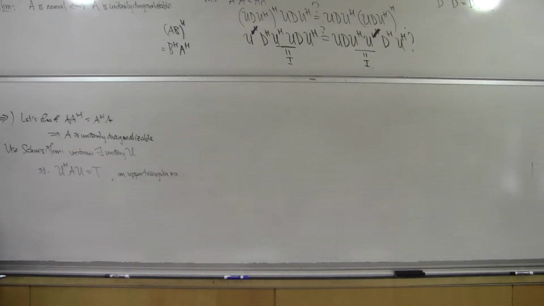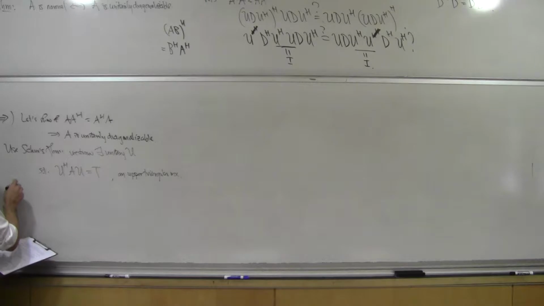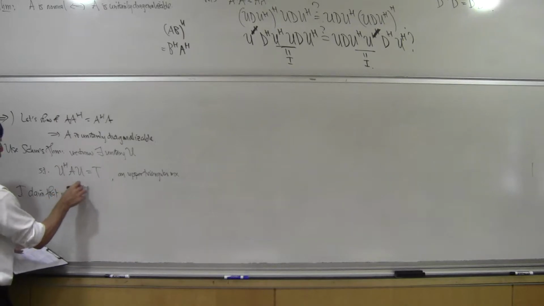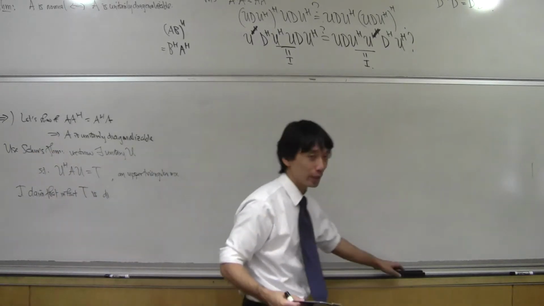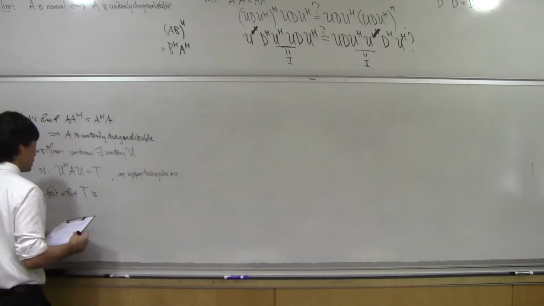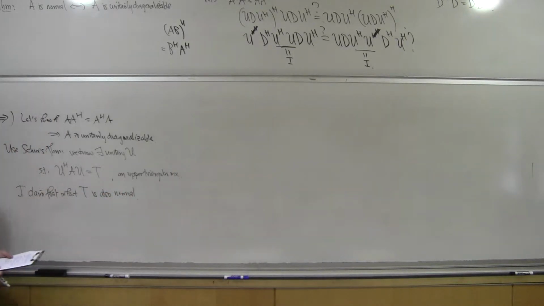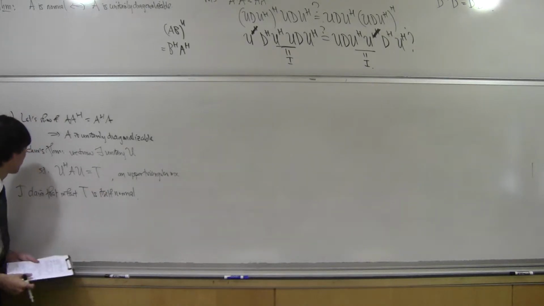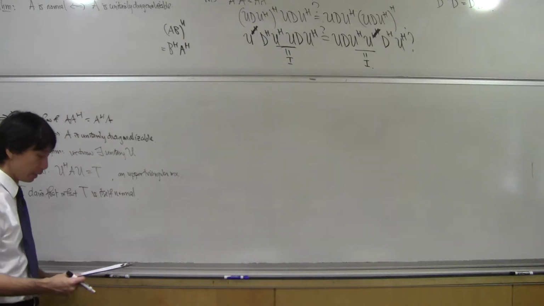Now, I claim that, in fact, T is diagonal. No, hold on. Okay, I will say that, but not yet. I claim that T is also normal. T is itself normal. Okay, so let's see how that works out.